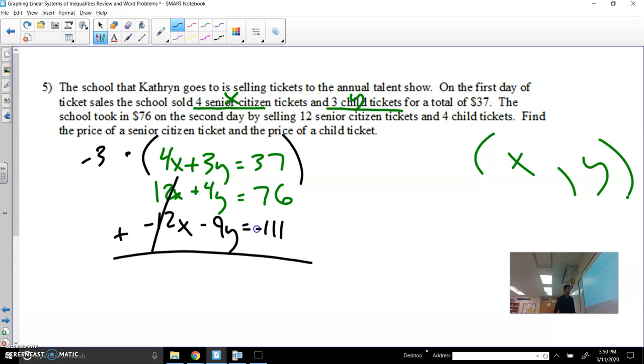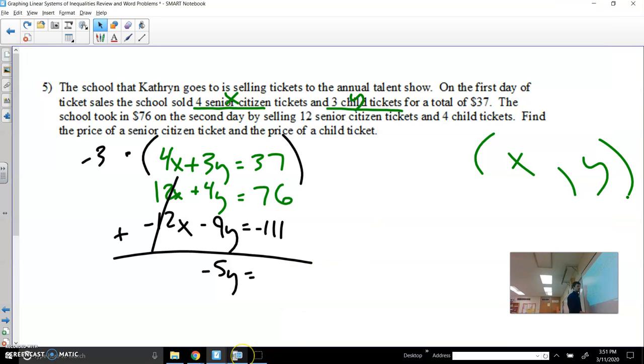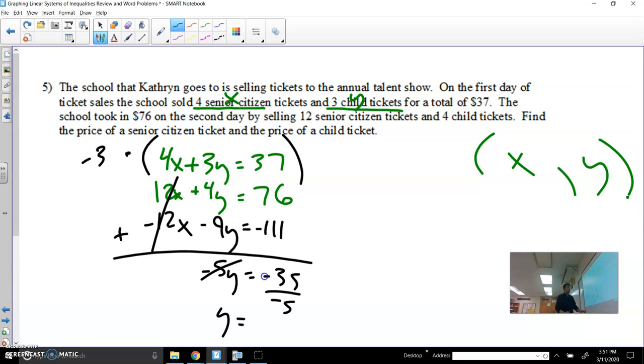This first part is elimination. You get negative 5y, and then 76 plus negative 111 comes out to be negative 35. So if I divide, it seems like for the children's tickets, if you remember I said that y represents how much one child's ticket costs, it looks like that's going to be $7. So I'll leave that for you.